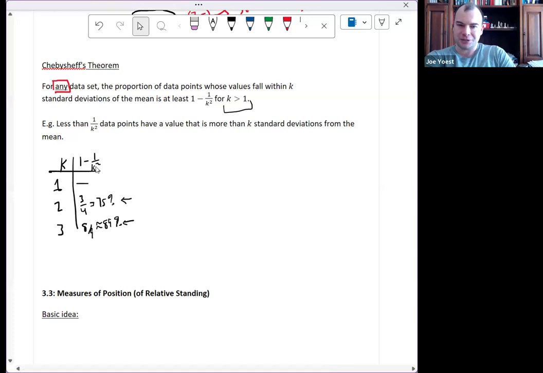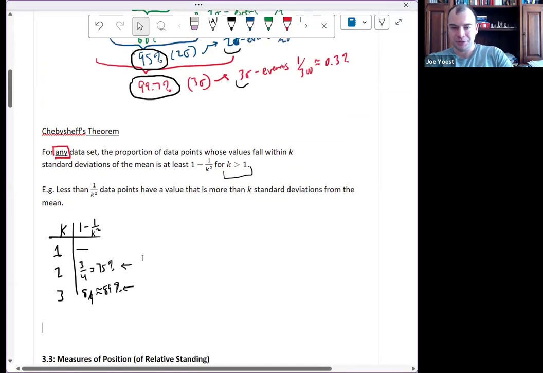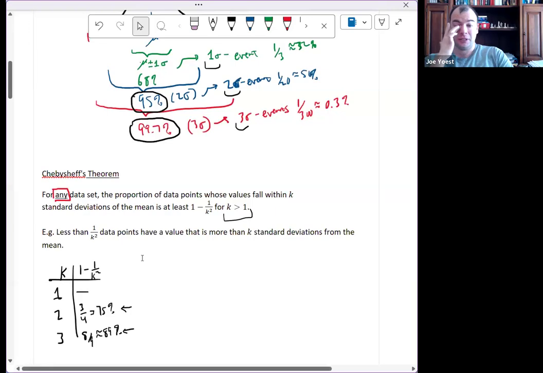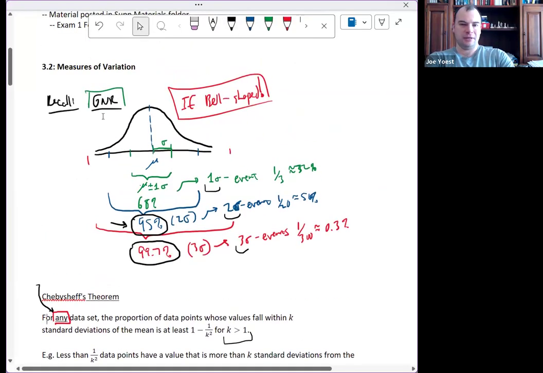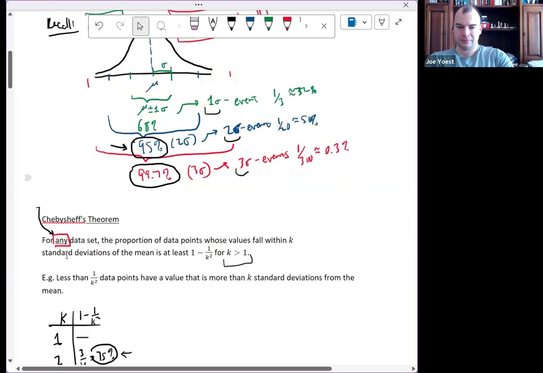Okay, so we see that Chebyshev is much more conservative, right? It's guaranteeing a much lower proportion of data points that have a value within, say, 2 or 3 standard deviations of the mean than the empirical normal rule. So it's in some sense making less of a strong claim. However, the thing about Chebyshev is, again, it works for any data set. We have no assumption made on the shape of the data set.